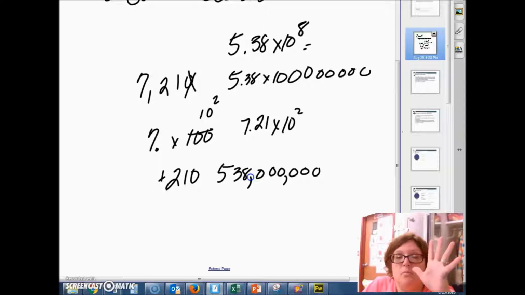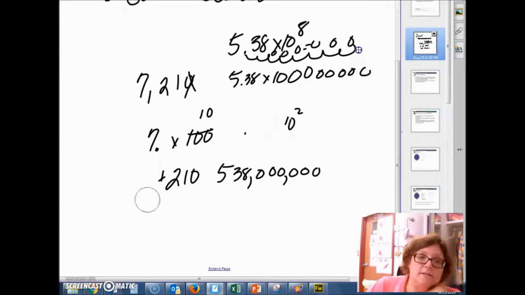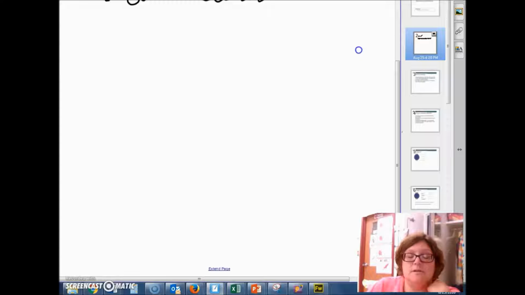538 billion would be the same as 5.38 times 10 to the 8th. Honest to God, you just saw me do all those swoopies up there. This is still how I do it. If I see 5.38 times 10 to the 8th, I'm going to draw in 8 placeholders. 1, 2, 3, 4, 5, 6, 7, 8. And I'm going to fill these with the zeros. Now remember we talked about whether they're significant or not. These are just holding a place. They're not significant. Okay?